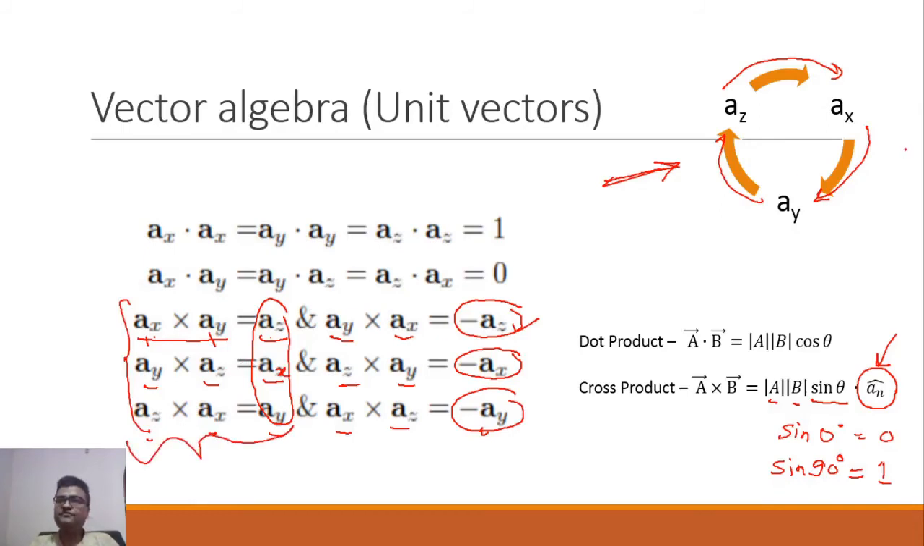And if you oppose this cycle, if at any point of time you cross multiply AX with AZ, rather than writing positive AY, you have to write negative AY here. So if you remember the positive multiplying order, you will definitely remember the reverse multiplying order also. So we need to keep this multiplying order in mind when we are cross multiplying two vectors.